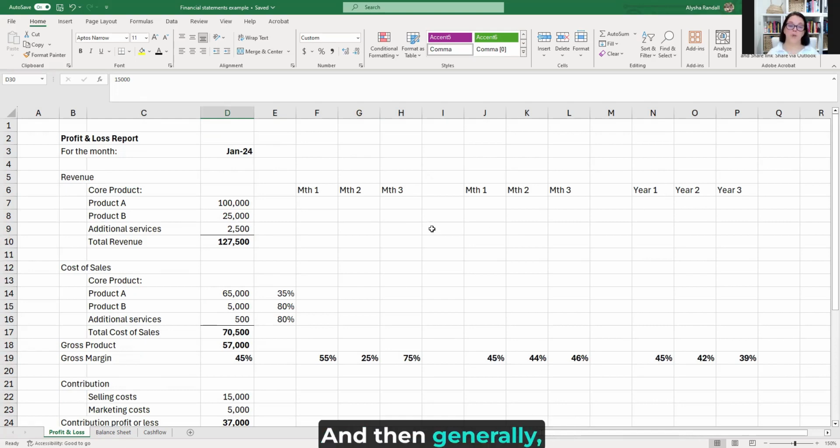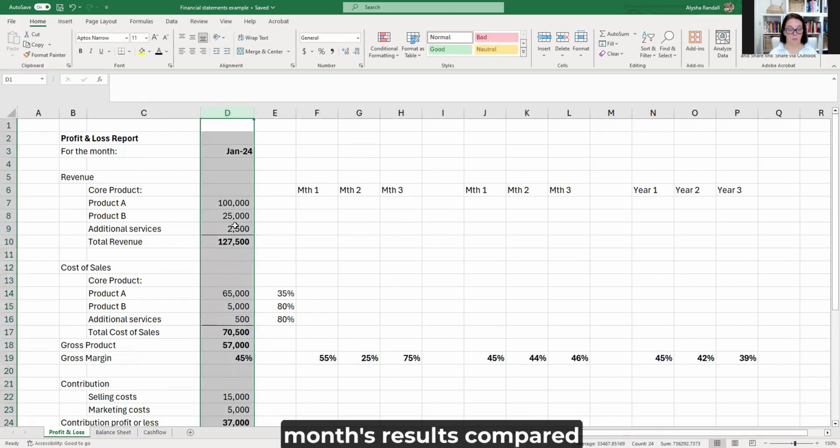And then generally you will compare this to budget. So thinking about how your current month's results compared to prior months, how it compared to the same month prior year, and how it compared to the budget. This is where you can really get some insights into your business and understand how you're performing.